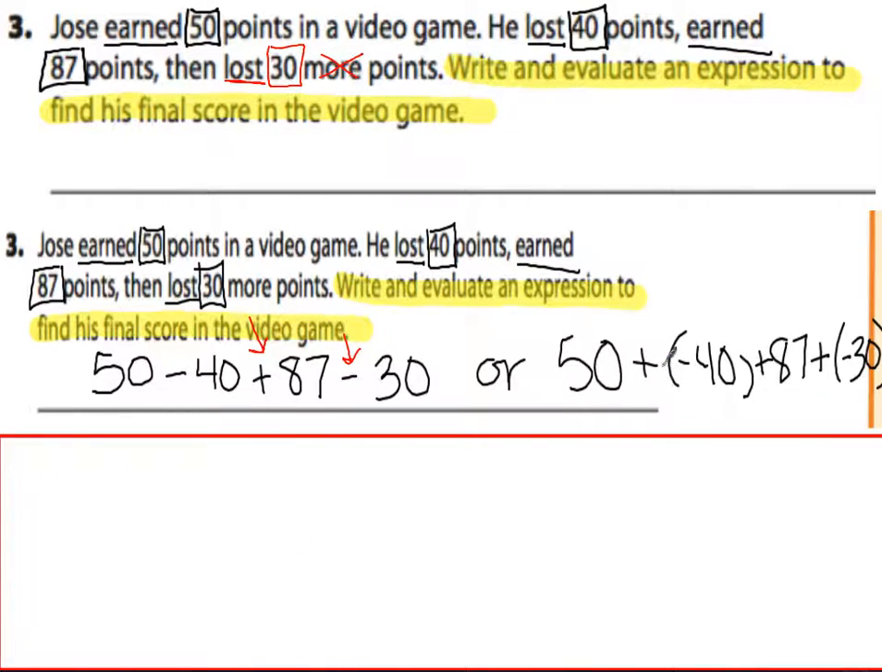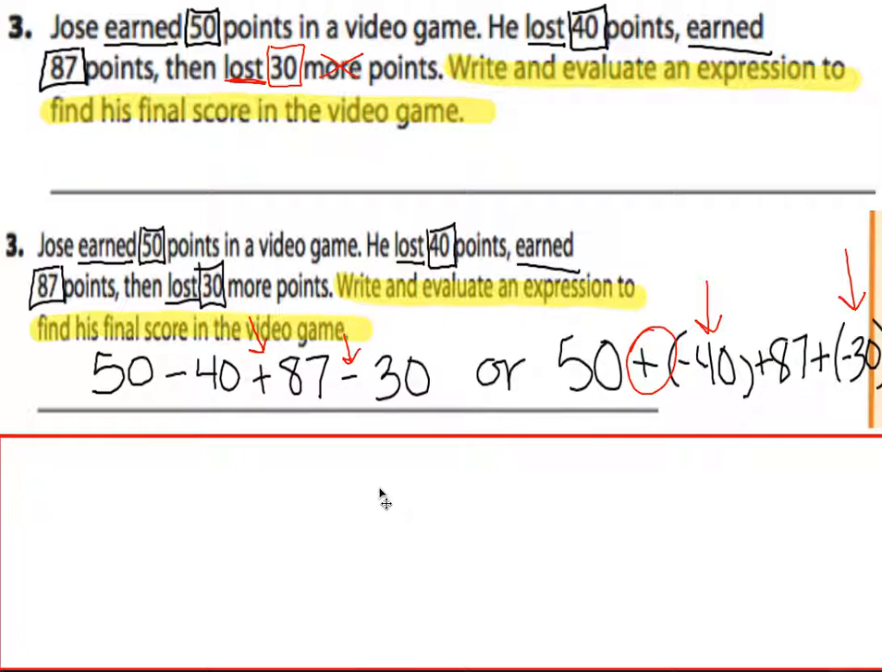Or we could have done it all as addition. If we do it all as addition, then we change all of our numbers to mirror whether they are negative or positive. So since he lost 40 points, that 40 is negative, so we're adding a negative 40. He earned 87, so it's a positive 87, and he lost 30, so it's a negative 30. If you write it using positives and negatives, you're always going to use addition. If you write it using addition and subtraction, the sign is indicated by your words. So lost obviously tells you to subtract, and earned tells you to add.